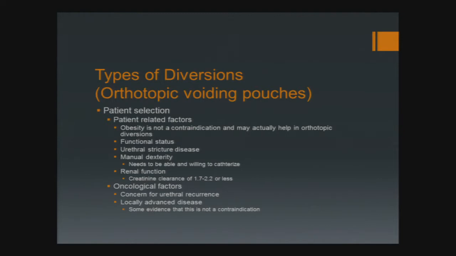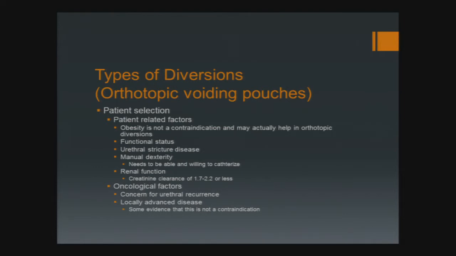So again, patient selection is a huge issue in these continent urinary diversions. There are some patient-related factors. So obesity actually may help in orthotopic diversions. Often it's hard to bring up a bowel segment to the skin in an obese patient, and so using their natural urethra can actually help you bridge the gap.